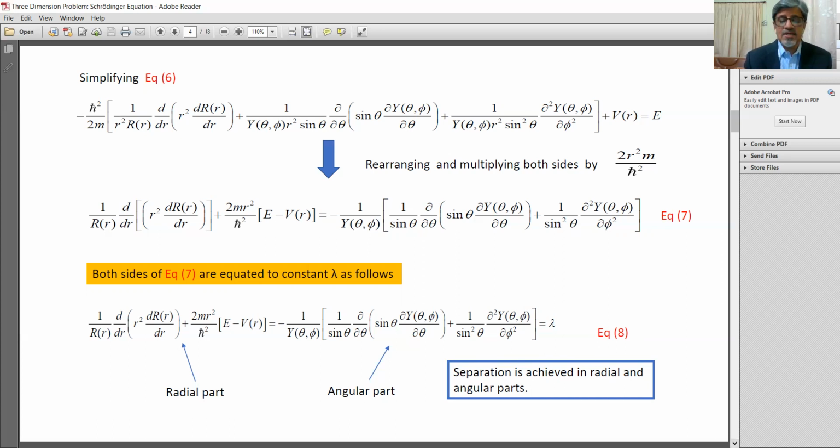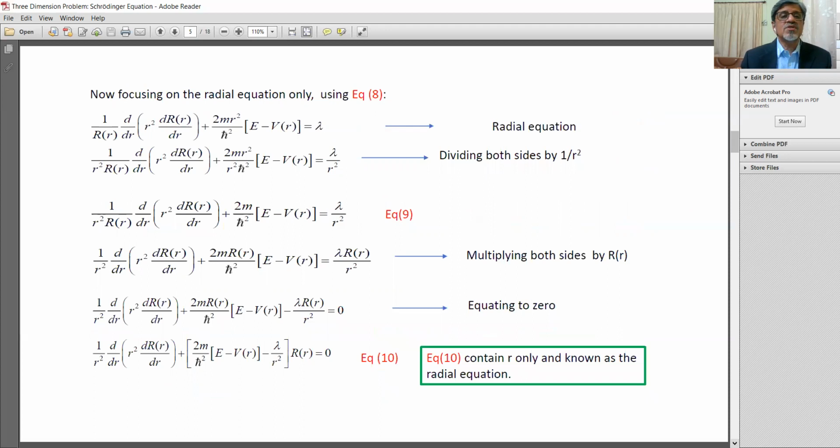Now we come to the next slide. Now focusing on the radial equation only, using equation number 8. So here 1 upon R(r) d/dr of r² dR/dr, plus 2mr² divided by ħ² (E minus V(r)) equal to lambda. That is the radial equation. And we multiply both the things by 1 upon r², so this is again multiplied by 1 upon r².